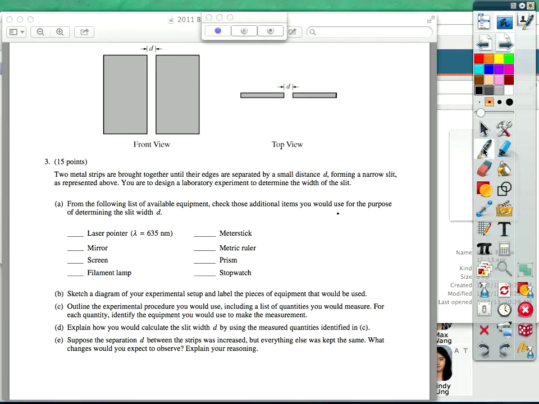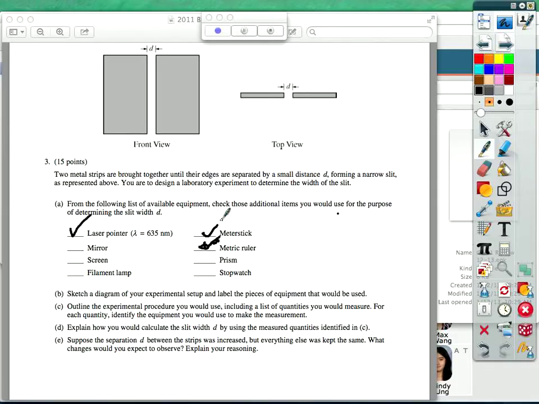Okay, for the following list of equipment, check the items you use for the purpose of determining a slit width D. So you could use a laser pointer, you could use a metric ruler, or a meter stick, whatever.